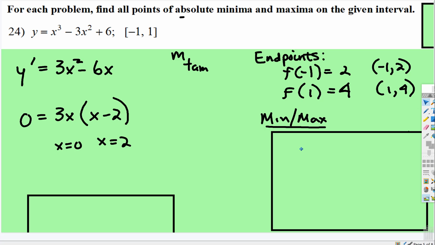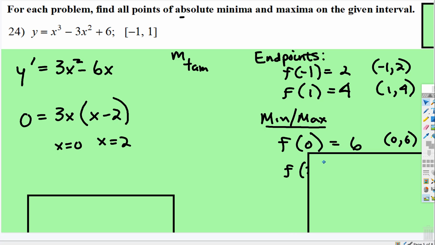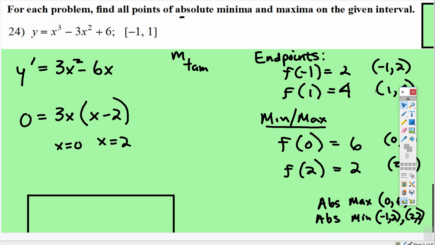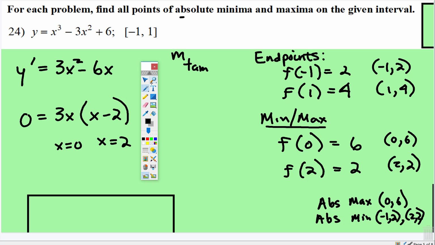So when we do f of 0, we get 6. That makes sense. We get f of 2, we get 2. So this is what we have. Here's our highest point, and the y values that are 2 are 2 lowest points. So we have 1 absolute max at 0, 6, and 2 absolute mins at -1, 2, and at 2, 2.